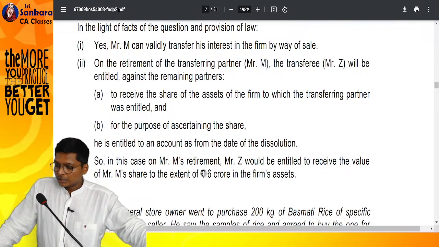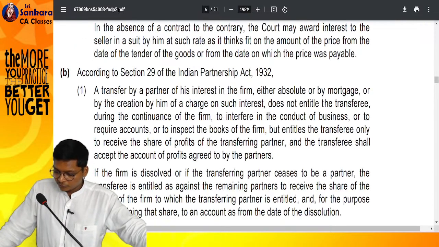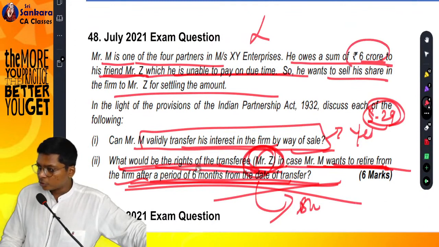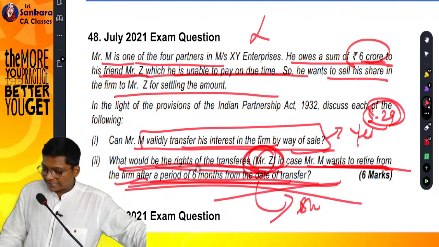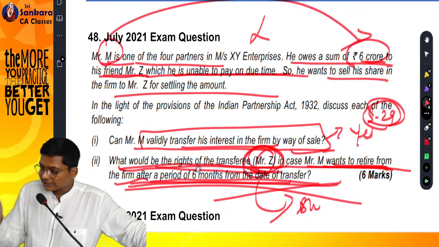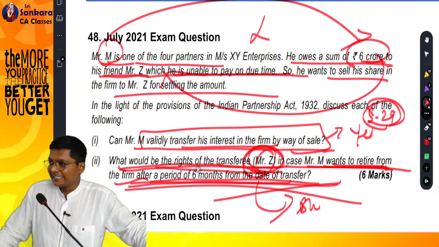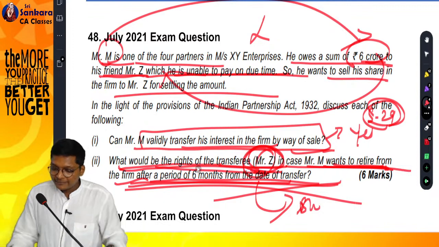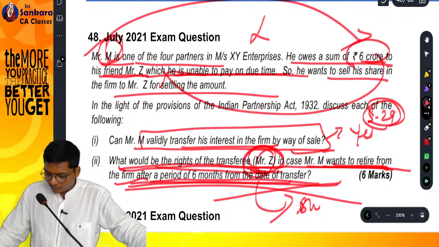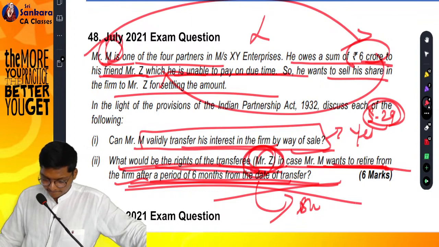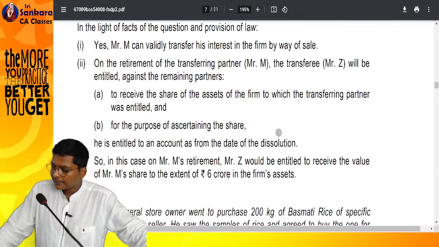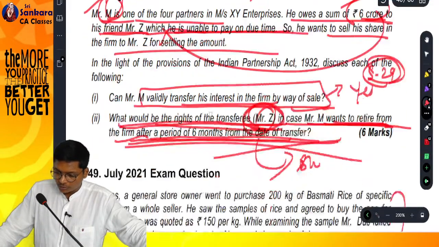If you see here, he owes a sum of 6 crore. So his interest, whose interest? M's interest, to the extent of 6 crore in the firm, is transferred to Z. Remaining will be given to M, the retiring partner. Remaining will be given to M. Next.